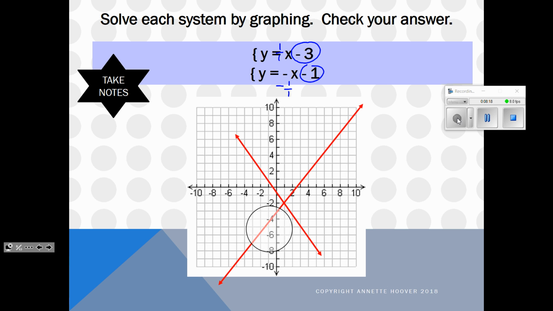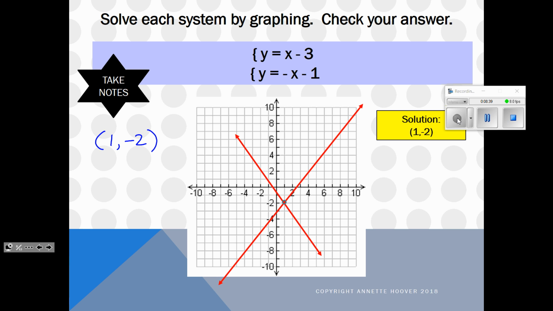And then you look to see where they cross. It looks like they cross at 1, -2. Now to make sure, we would need to plug those numbers, the 1, -2, back into both equations like we just practiced to see if they check.